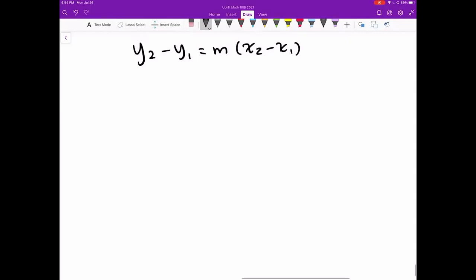So what if we're not given the y or x coordinate of a point? What if we're given 2 points such as 3, 4 and -2, -1?